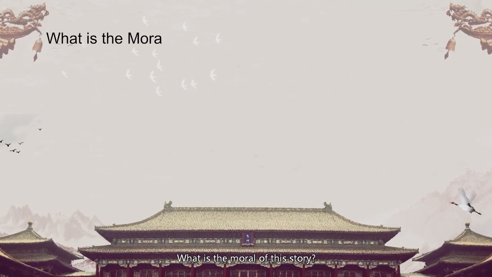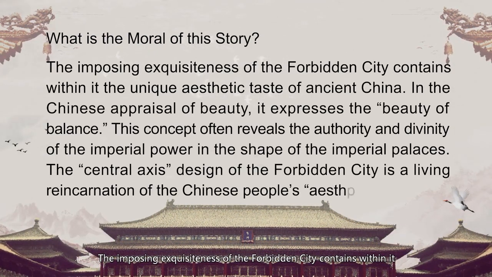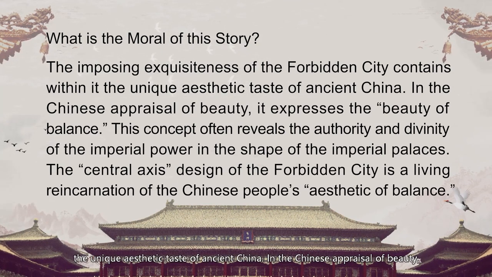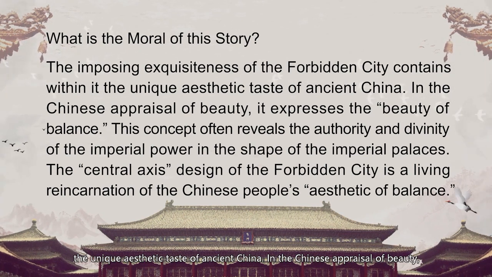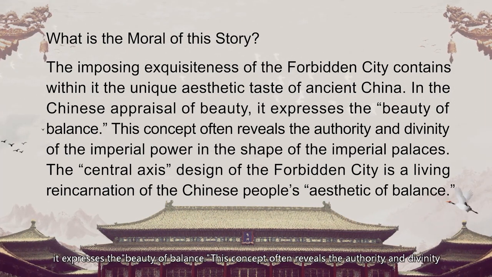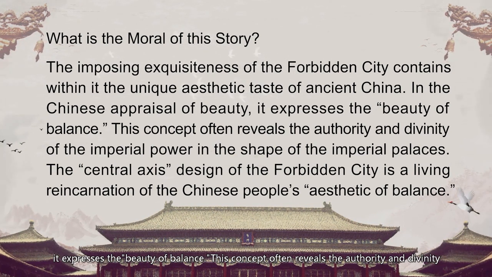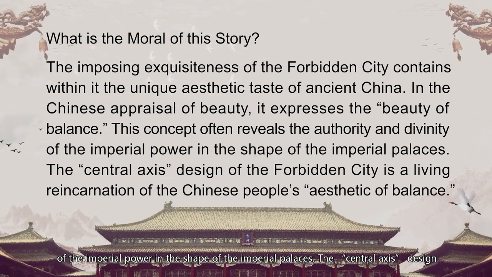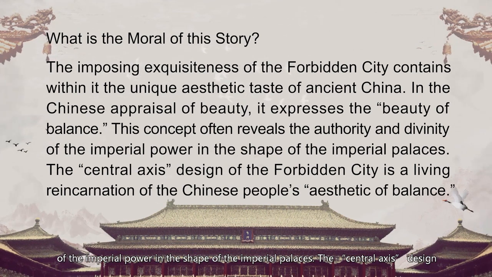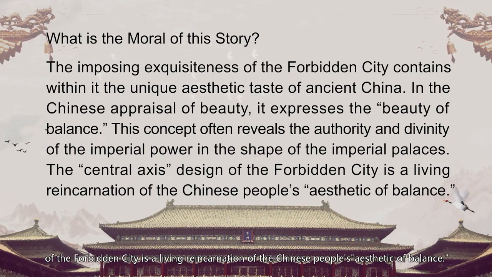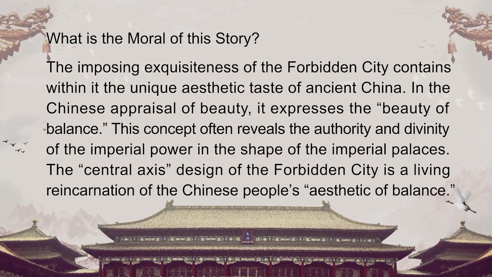What is the moral of the story? The imposing exquisiteness of the Forbidden City contains within it the unique aesthetic taste of ancient China. In the Chinese appraisal of beauty, it expresses the beauty of balance. This concept often reveals the authority and divinity of the imperial power in the shape of the imperial palaces. The central axis design of the Forbidden City is a living reincarnation of the Chinese people's aesthetic of balance.